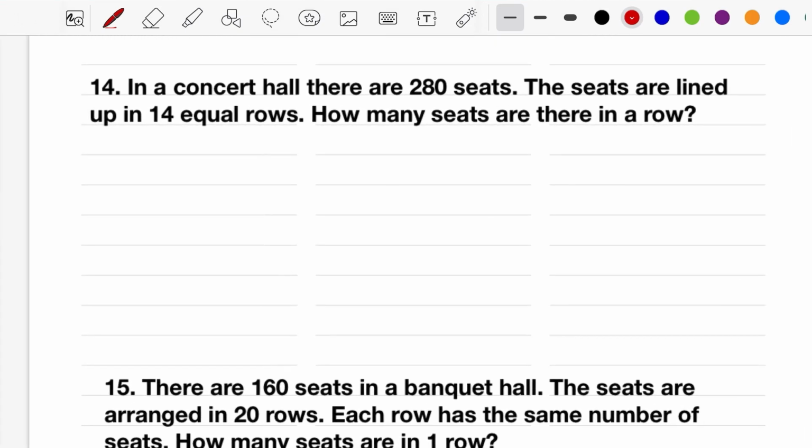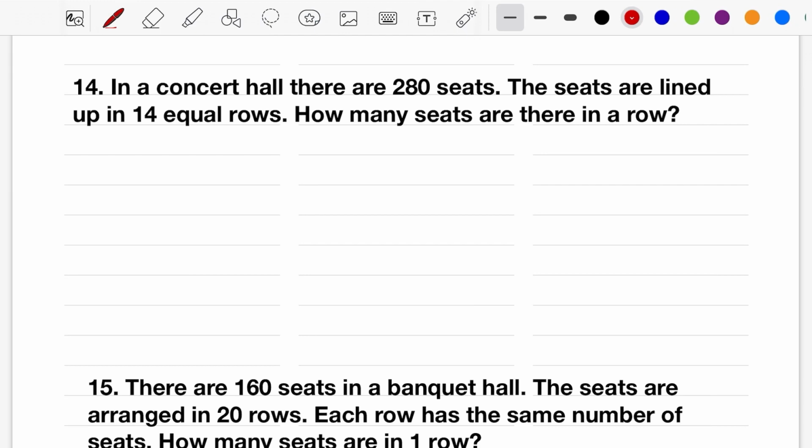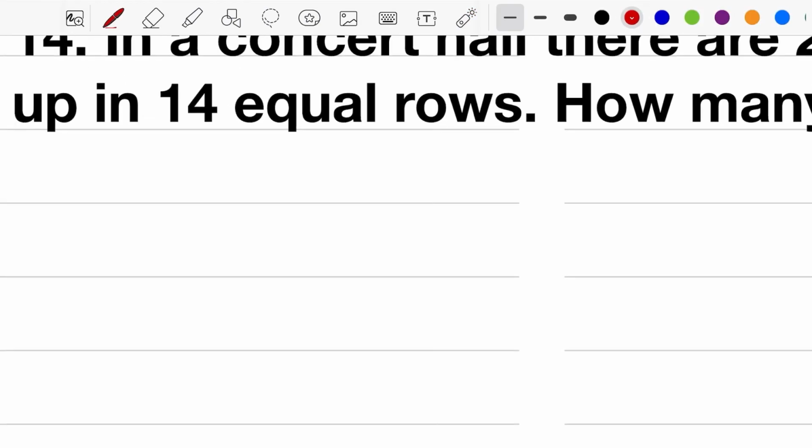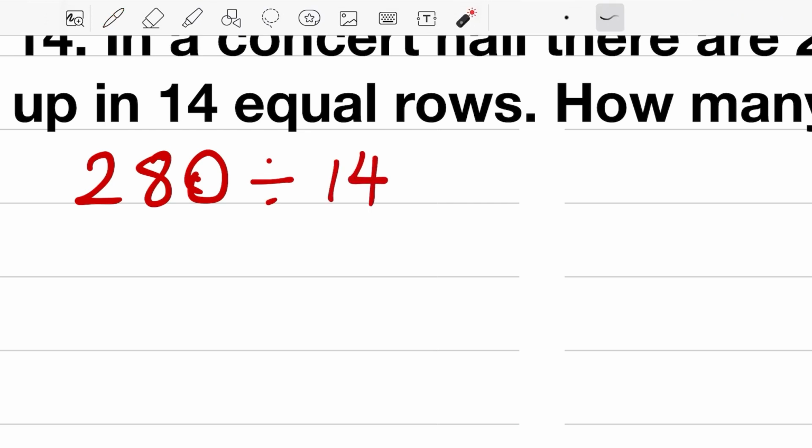Let's take a look at number 14. So the question says, in a concert hall there are 280 seats. The seats are lined up in 14 equal rows. How many seats are there in a row? So we know that we need to divide 280 by 14. Now most of you may not know your 14 times table, which is fine for now. So how would we do this?